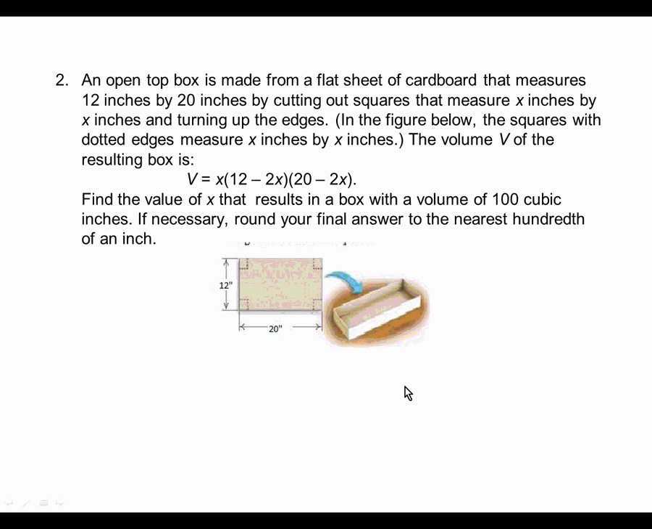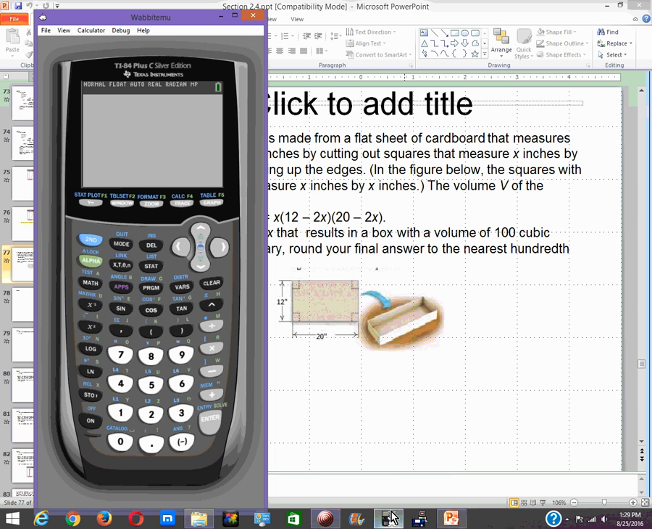So again, let me put the volume into y1. X times open parenthesis 12 minus 2x, close parenthesis, open, 20 minus 2x, close. Okay, that's y1. And y2, the volume I'm looking for, 100.